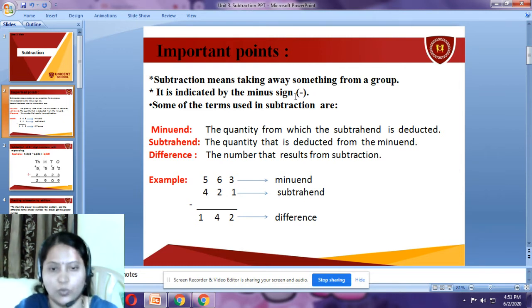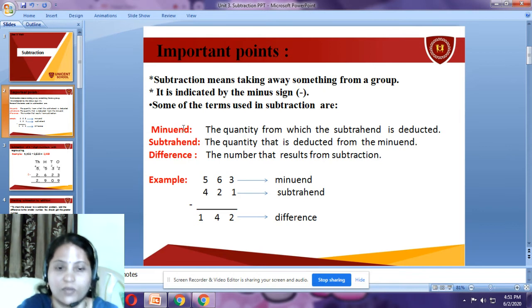As we all know, the sign of subtraction is minus. And here are some of the terms that are used in subtraction. The first one is minuend, the second one is subtrahend, and the third one is difference. First, let's see what is minuend: the quantity from which the subtrahend is deducted.